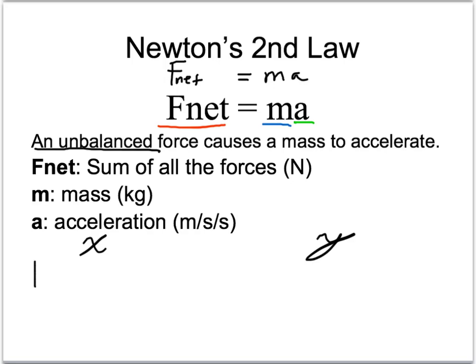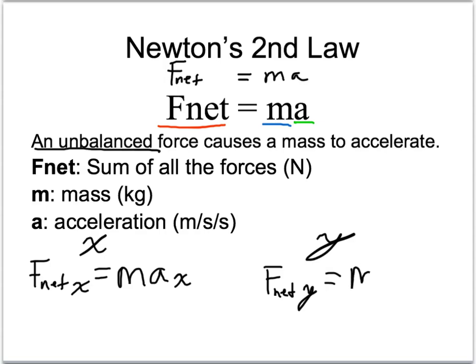Here's what that would look like. Net forces in x, so the sum of all x forces, equals mass times the acceleration in x. And then for y, net forces in y equal mass times the acceleration in y.